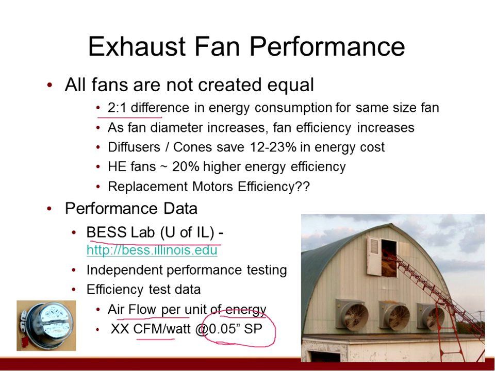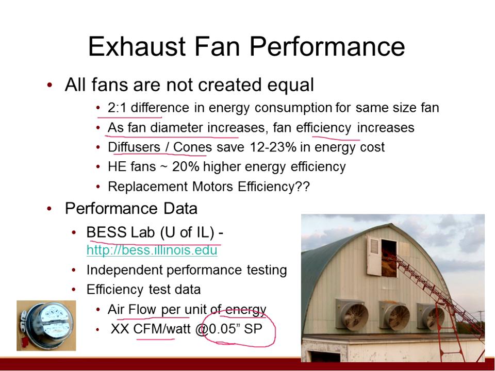But one of the things to consider is not all fans are created equal. If you look at that data, there can be a 2-to-1 difference in energy consumption in the same size fan, and this has to do with the type of equipment that's put on it and how well the fan's designed, and also the efficiency of the motor, which has a big effect. As fan diameter increases, so does the efficiency. So a 36-inch fan is not going to be as efficient as a 48-inch fan. A 12-inch fan will be less efficient than a 36-inch fan, and it's significant. I've got some numbers. We'll get a chart here in a minute.